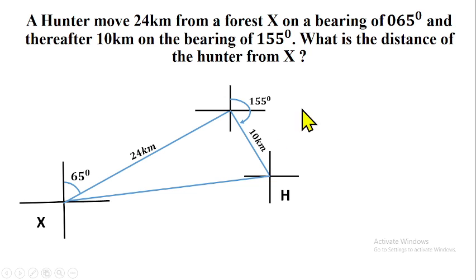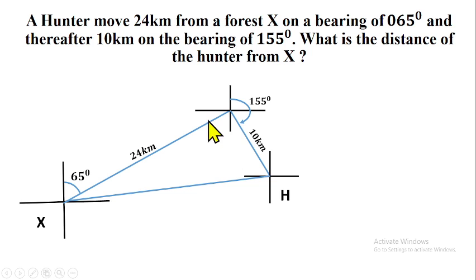So that is how to interpret the question. The question asks, what is the distance of the hunter from X? So this is where the hunter is right now, and this is point X. So we are looking for side XH. Then how do we solve that? We don't know the nature of this triangle. We don't know the name of the triangle. We only know that we have two sides given. We don't have any angle in the triangle. Then where can we get an angle? Can we get an angle here, here, or here?